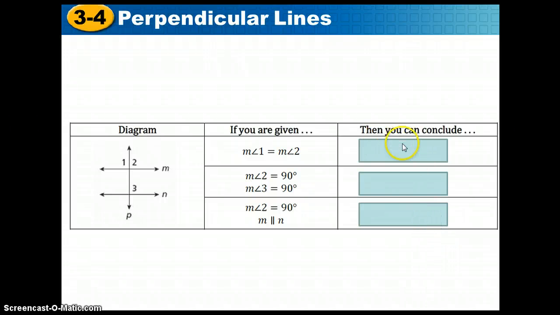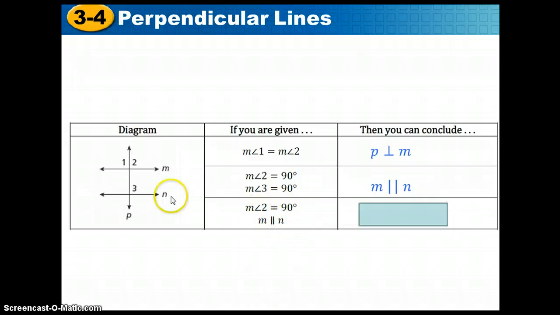All right, one last thing to take a look at here, and that is if we are given this diagram and the measure of angle 1 equals the measure of angle 2, we can conclude, if we know these are equal measures, we know they're congruent. One of our theorems today tells us that P and M must be perpendicular. If we are given that the measure of angle 2 is 90 degrees and the measure of angle 3 is 90 degrees, then we know P is perpendicular to both M and N. So we could say that M is parallel to N by the perpendicular transversal theorem.